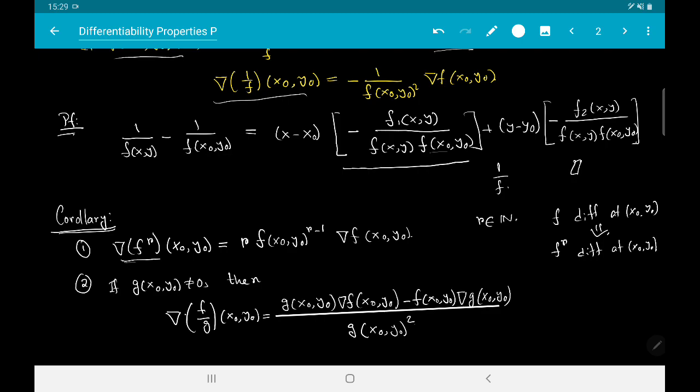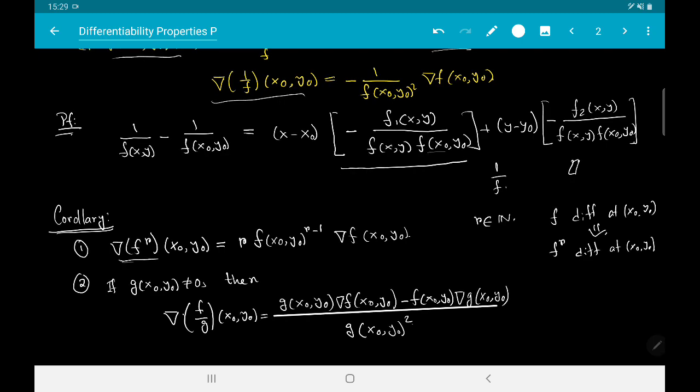This follows from the product rule. From f I can get f square is differentiable. Using f square and f, you can see f cube is differentiable, and this process goes on inductively. Using the gradient formula applied r times, you will see that the gradient of f to the power r at the point x0 y0 is given by r times f x0 y0 to the power r minus 1 times the gradient of f at the point x0 y0. Again, this also follows from the partial derivatives.